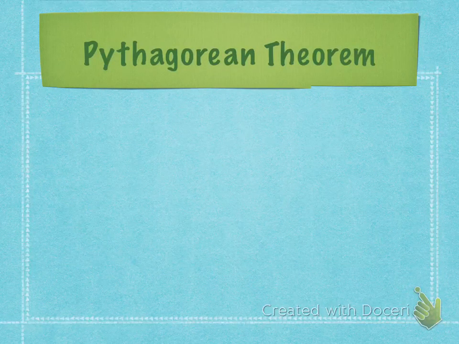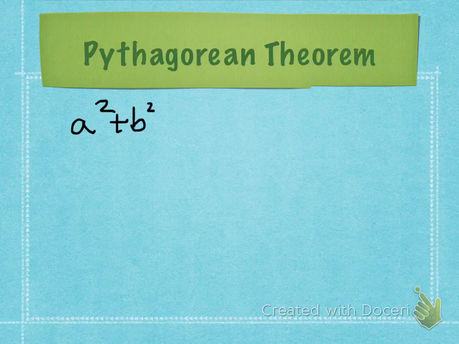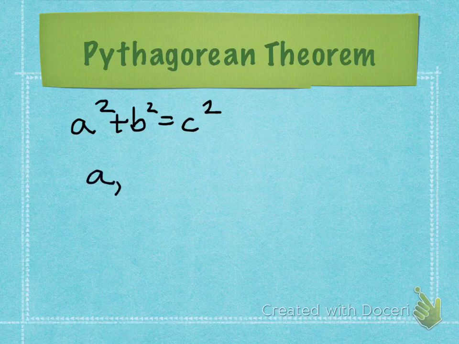Who remembers the Pythagorean Theorem? Awesome. So that's usually how we remember it. A squared plus B squared equals C squared. But what are A, B, and C? A and B are the sides and C is the... Okay, so A and B are what we called in the previous screen the legs, actually, right? And the C is the hypotenuse.